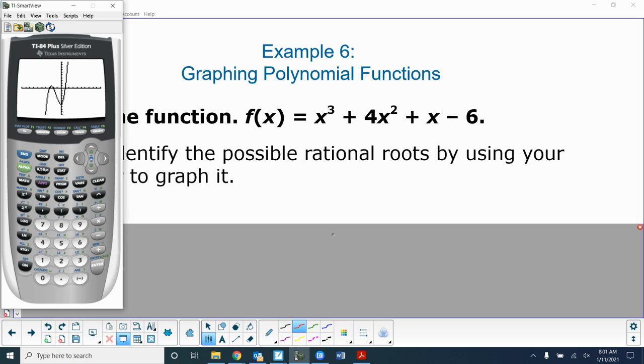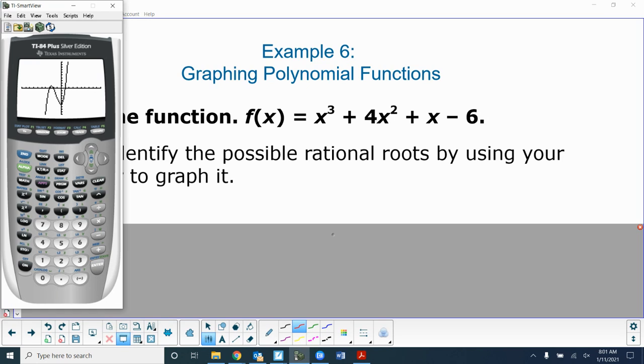So it says identify the possible rational roots. Rational roots are where it crosses the x-axis. It looks to me like a -2, -3, and a +1. To look for sure, you can go, let's do this first. Well, I think it might have a picture of it, actually.